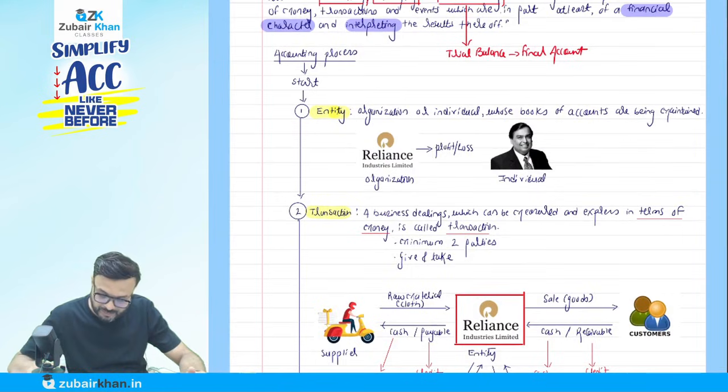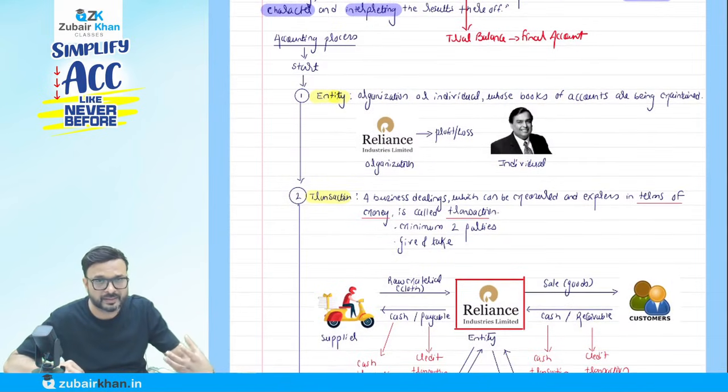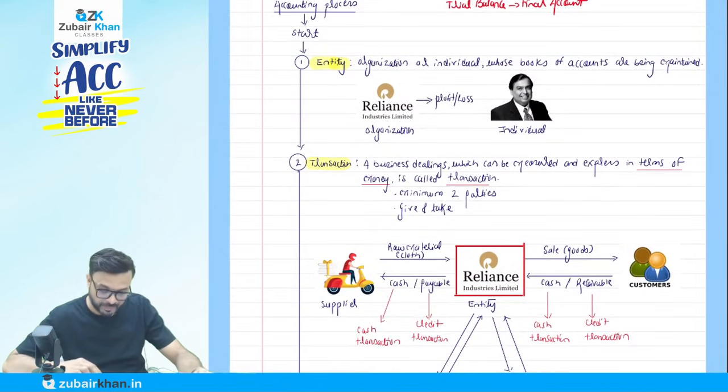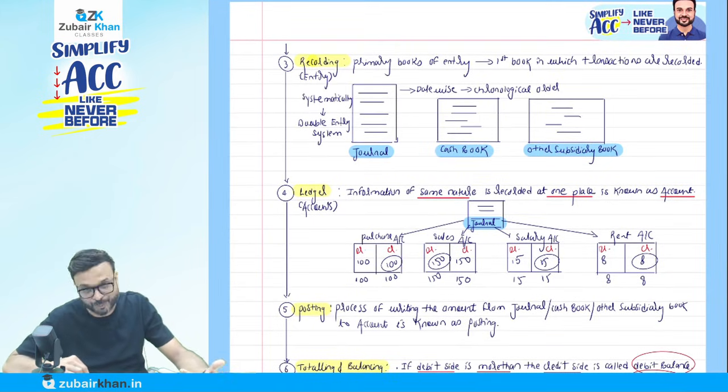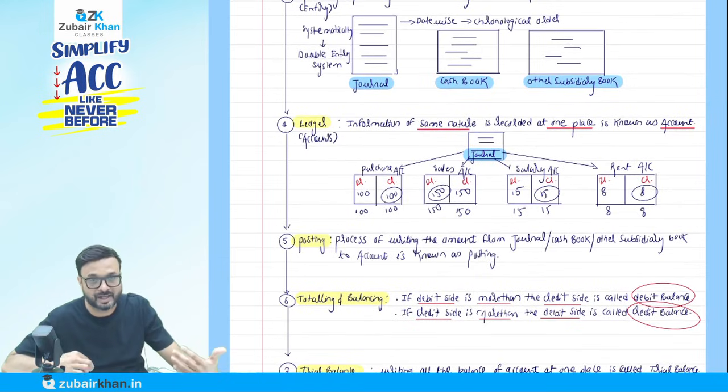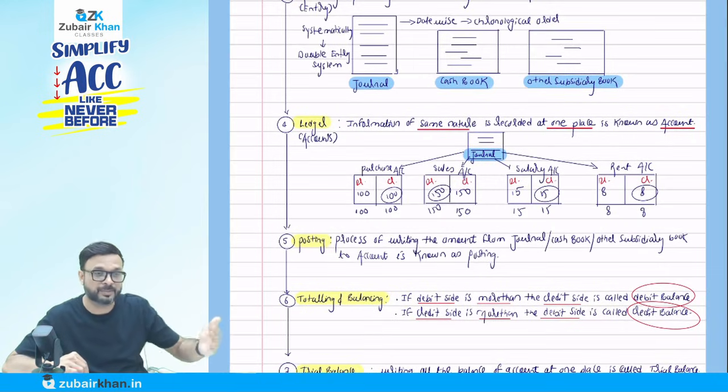Now in the next session, one by one, we will go through so many other things I want to discuss with you. Then I will teach you how to record transactions: how we prepare the journal, the cash book, other subsidiary books, the ledger, how we do posting, totaling, balancing, and how we prepare the trial balance. Each and everything step by step.